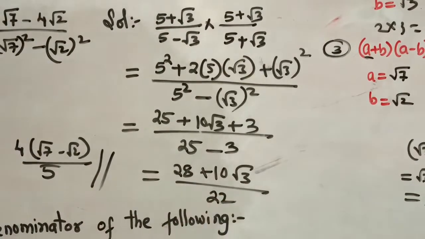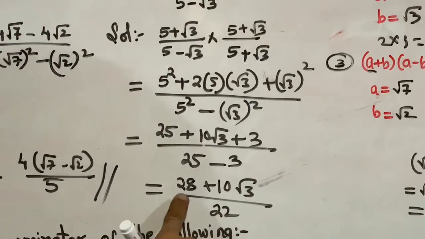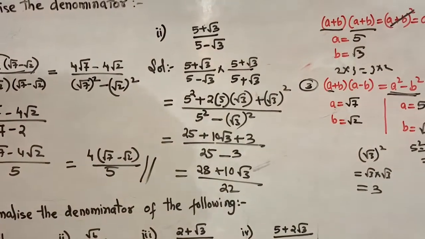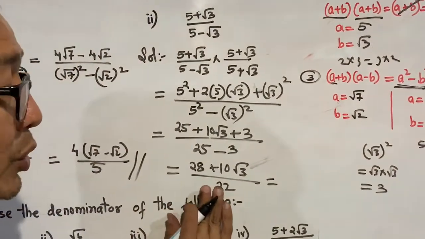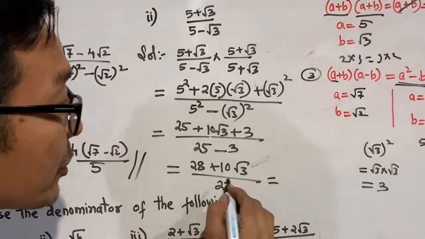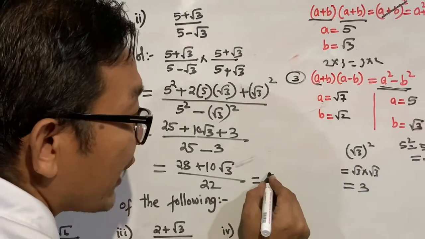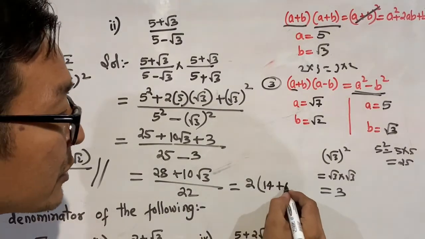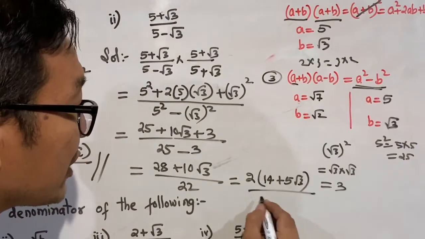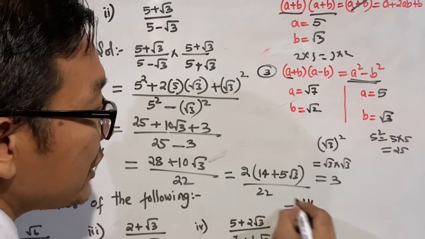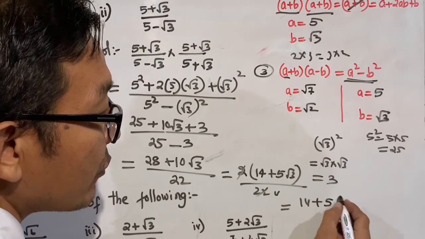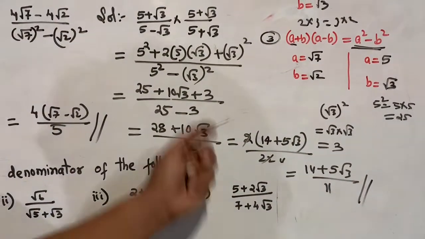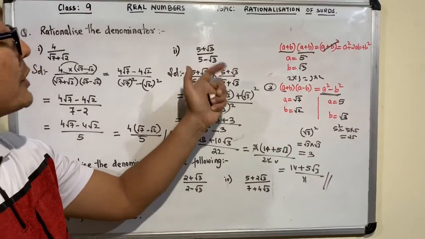This becomes 22. So we have (28 plus 10 root 3) by 22, and we can cut the common factor. The common factor of 28 and 10 is 2: 2 times 14 is 28, 2 times 5 is 10, and root 3 divided by 22. So 14 plus 5 root 3 by 11. This is now in simplest form. This is how we rationalize the denominator.